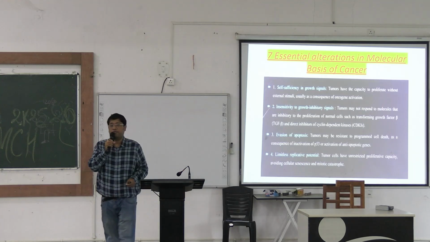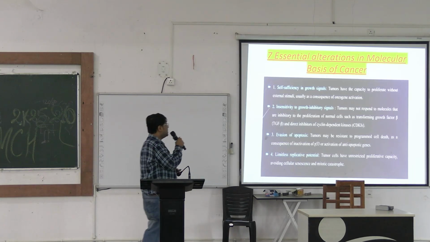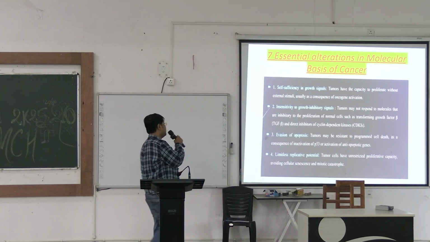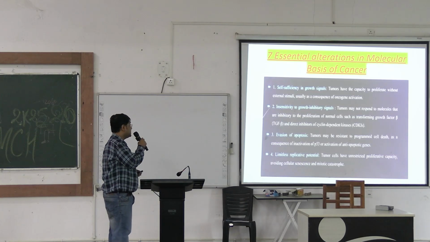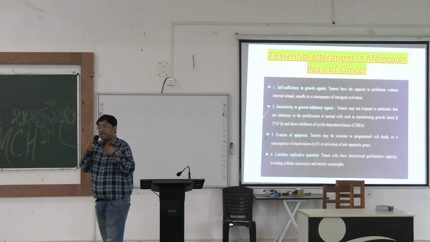The fourth point is limitless replicative potential. What is that? Tumor cells have unrestricted proliferative capacity, avoiding cellular senescence and mitotic catastrophes. So, this will keep replicating.